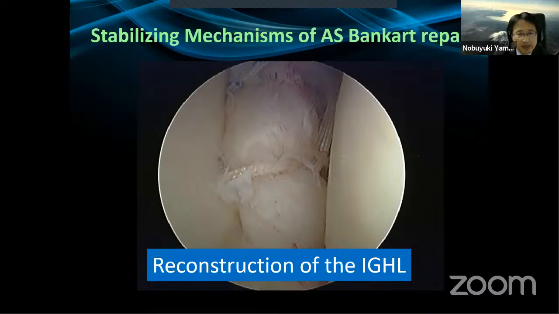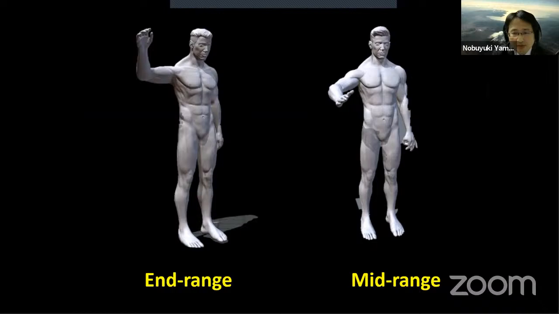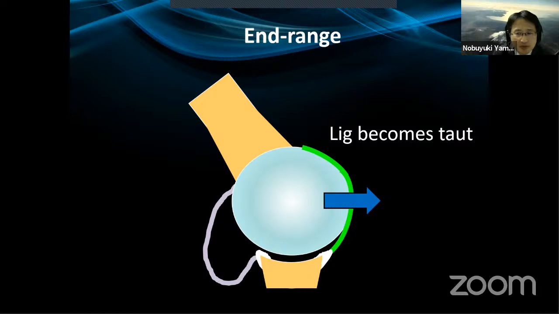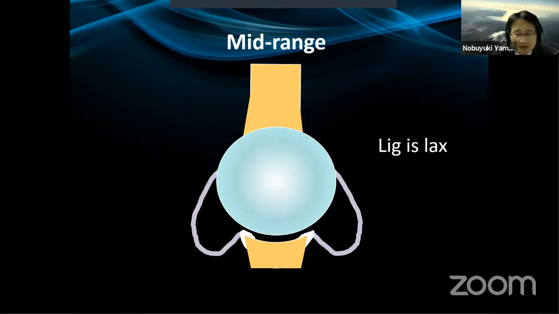The stabilizing mechanism of the arthroscopic Bankart repair is reconstruction of the IGHL. Stability position can be divided into two: end range and mid range. End range means the so-called abduction external rotation position. Mid-range means other positions. In the end range, the ligament becomes taut and contributes to the stability. However, in the mid-range, the ligament is lax, so it doesn't contribute to the stability.